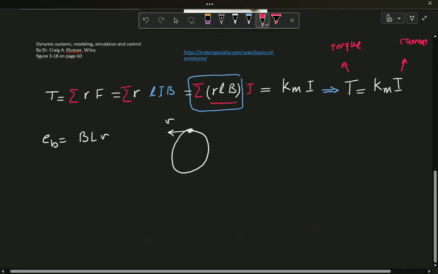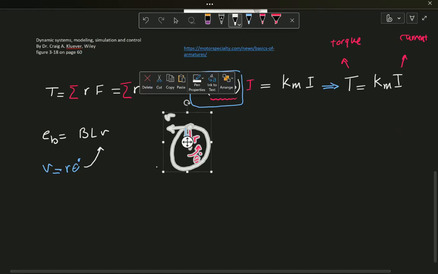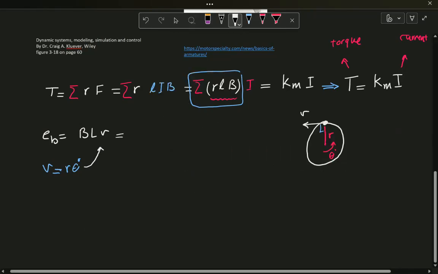with this vector. If you remember from your kinematics courses, how can you basically find the linear velocity from the angular velocity, theta dot? If you guys remember, you had this formula, V equals R theta dot, if R and V are perpendicular to each other. Then if you substitute V here, so let me just bring this one a little bit to the right. If you substitute V here, then you will have B, L, R, theta dot.